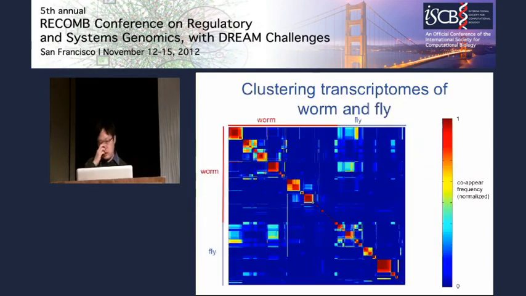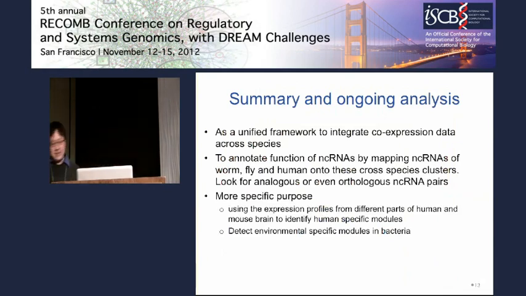We also did a similar experiment using worm and fly and arrived at the same thing. This is also the same heat map we are trying to show. So I guess the story is quite consistent using this worm-fly and worm-human simulation. As I said, this is an ongoing analysis, and I want to make a quick summary and outline something we are currently working on.